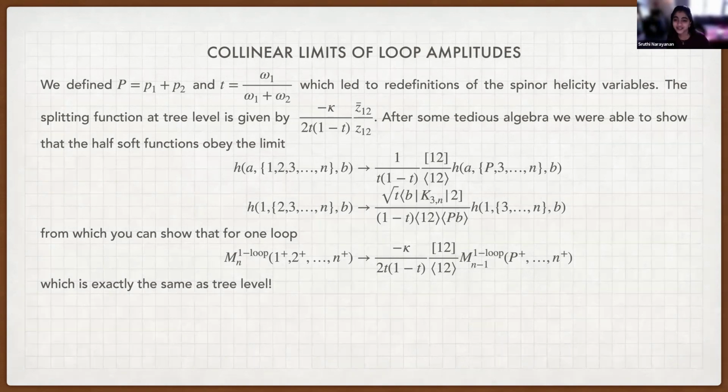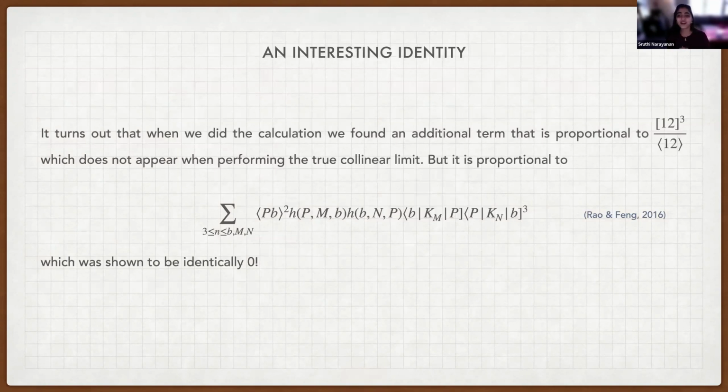A kind of interesting mathematical fact, it turns out that when we did this calculation, we found an additional term that was proportional to this ratio of spinor helicity things, which vanishes if you take the true collinear limit, so vanishes if you take both Z12 and Z bar 12 to 0 at the same time.